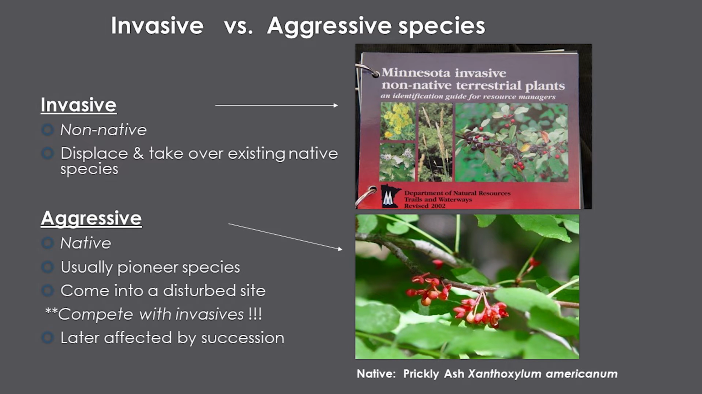Now people like to say sumac is invasive, and American elm is invasive, and green ash is invasive. No, they're aggressive. They're native species that evolved here. They have a place in forest succession.